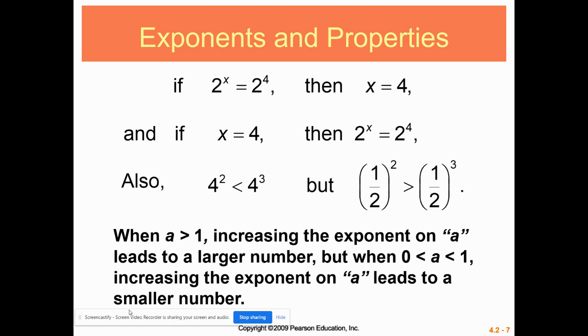There are some relationships regarding larger and smaller. 4 squared is less than 4 cubed. The bases are the same, and 2 is less than 4. However, 1/2 to the 2nd power is greater than 1/2 to the 3rd power. And the reason for that is it matters what our base a is. If our base a is bigger than 1, so 4 is bigger than 1, then the relative size of the exponents tells us 4 squared is less than 4 cubed. But if our base is in between 0 and 1, then it's the opposite.